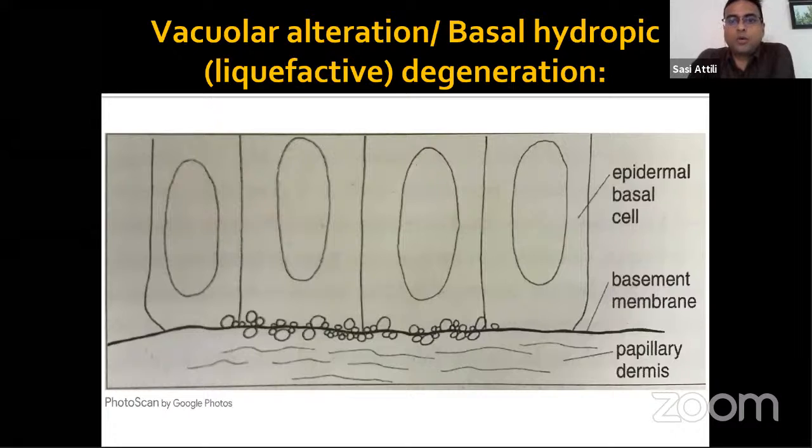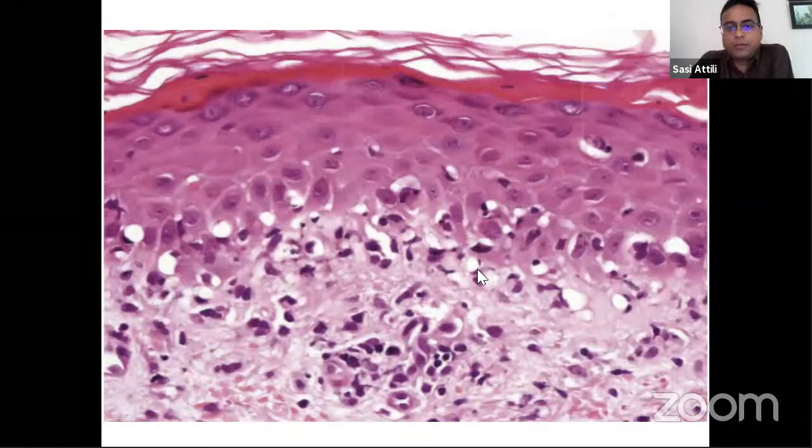All right. So how does this differ from vacuolar alteration or vacuolar interface dermatitis? Now, vacuolar alteration traditionally refers to the presence of vacuoles along the dermo-epidermal interface, and these vacuoles could be above or below the basement membrane or even within the basement membrane. I'll explain that in a second. So this is an example of what we call vacuolar interface dermatitis, wherein you have vacuoles within the basal epidermal cells or below the basement membrane also in some cases.